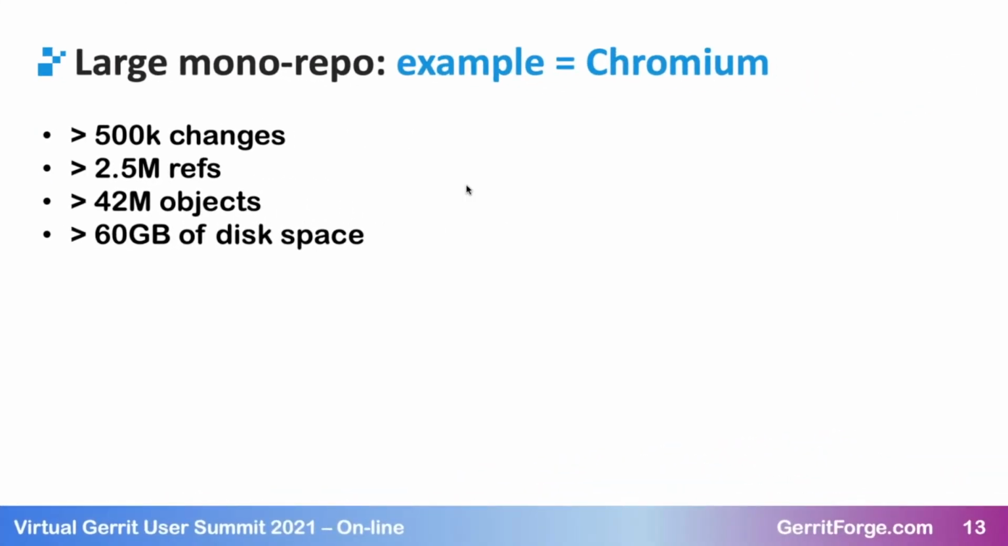And just to give you some examples, take Chromium. I never managed to do a full mirror clone. I had been running the mirror clone for about 3 weeks and then I gave up, because it's so big that you cannot even clone it completely. But I managed to download 500,000 changes, 2.5 million refs, 42 million objects, and over 60 gigabytes of compressed disk space, because when you uncompress the data, of course, you get over 1 terabyte. So it's definitely a large repo.